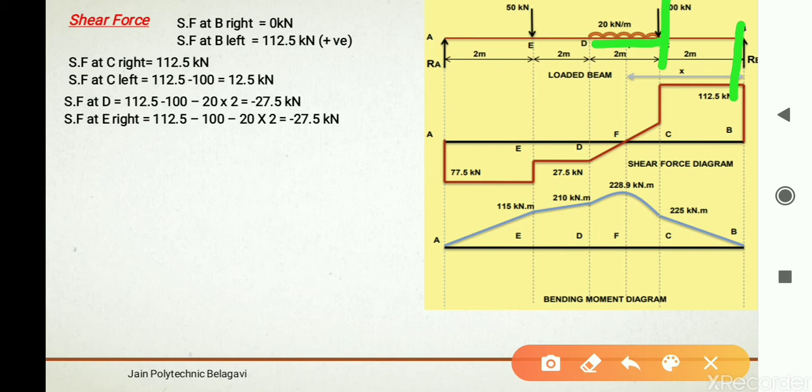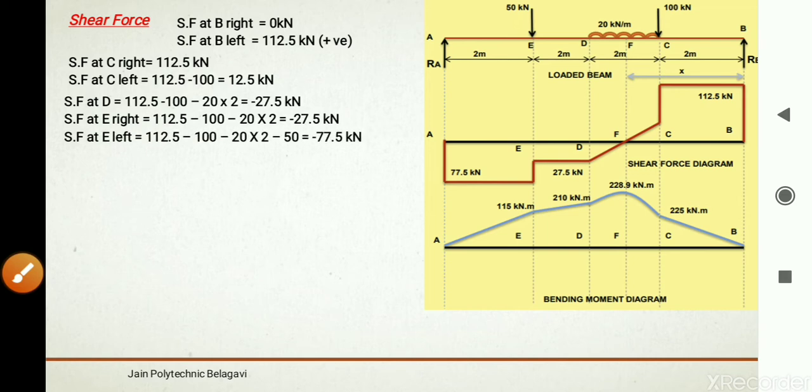So this answer is going to be 27.5 kilonewton. Shear force at E right. Next, shear force at E right, when you stand on the right side of E, again all these three forces are going to come into picture. So again the shear force at E right will be the same, 27.5.